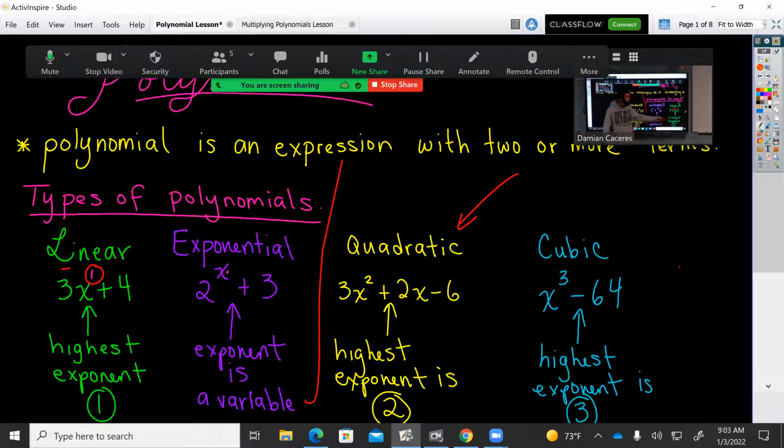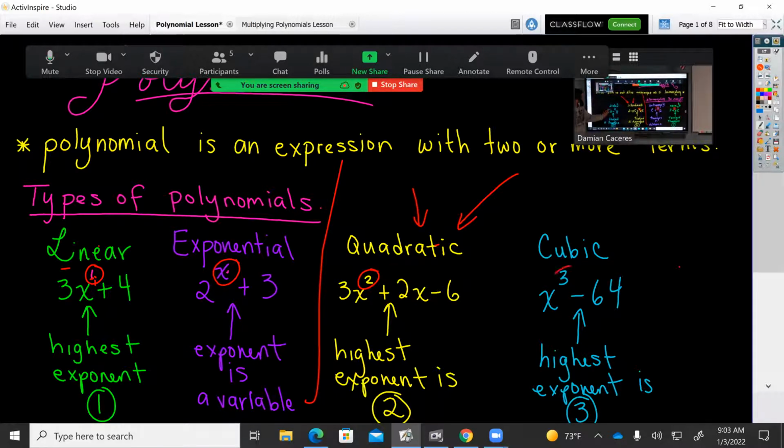Whenever the highest exponent is an imaginary 1, that's a linear function no matter what. When the exponent is the variable, whether it's an x or a t, if it's a variable, then that is an exponential function. Now, whenever you see a 2 exponent, it's going to be a quadratic function. This is what we're going to be mainly working on for the next few weeks, the quadratic section.